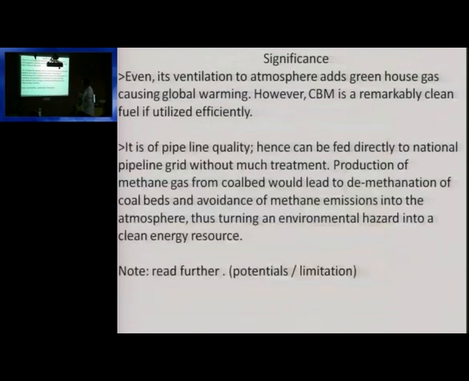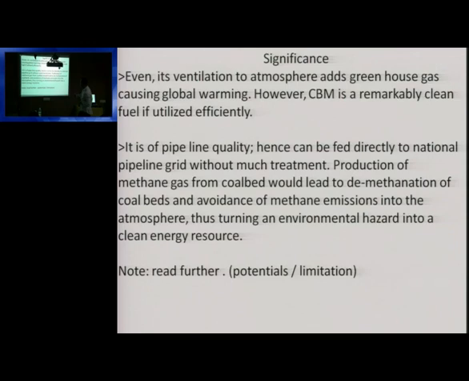Now, the significance of coal-based methane is, the first thing is, even its ventilation to the atmosphere adds greenhouse gas causing global warming. We all know methane actually, more than carbon dioxide, CO2, methane is more dangerous. You have studied this in environment. So, by releasing it to the atmosphere, because while exploring the coal, you cannot suppress this or transfer it to another place. It gets automatically released in the atmosphere. So while it releases in the atmosphere, it causes global warming.